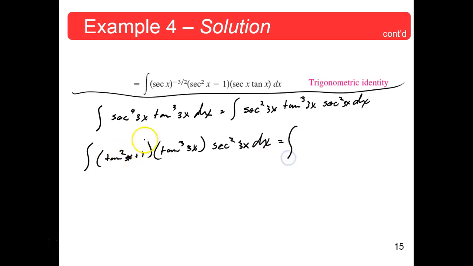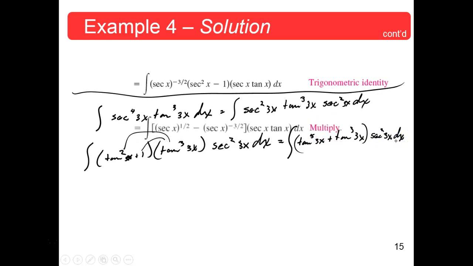Let's multiply through, distribute through, and what do we get? Integral of tangent to the fifth of 3x, I keep saying x, 3x, plus tangent cubed 3x times secant squared 3x dx.